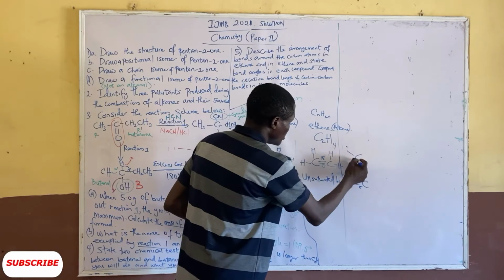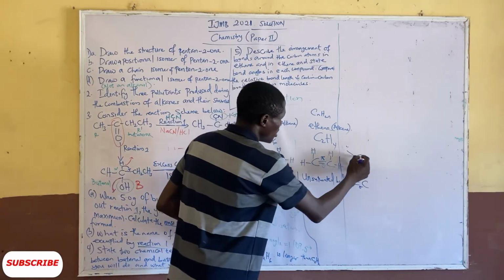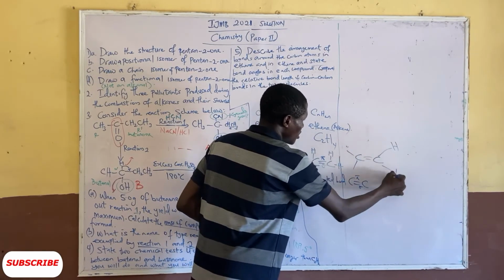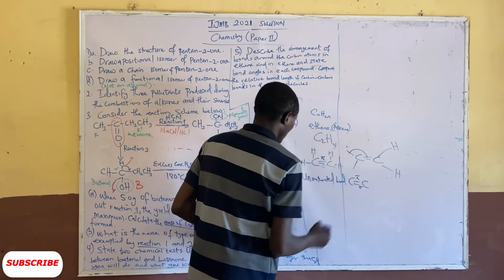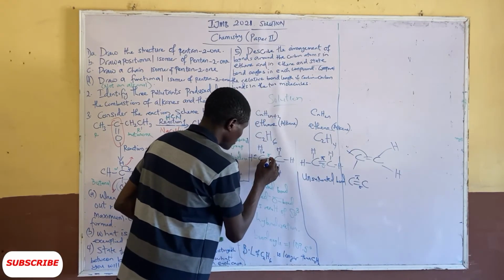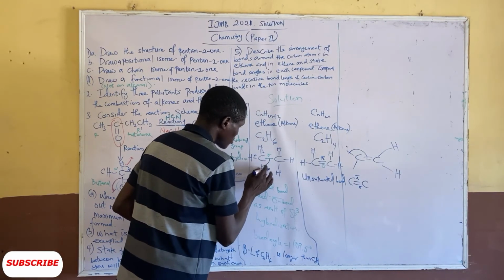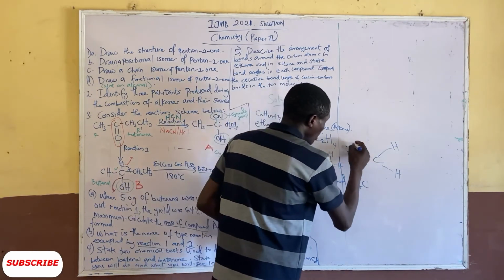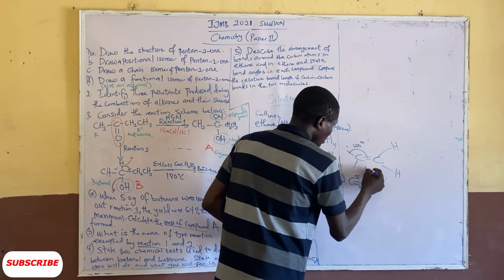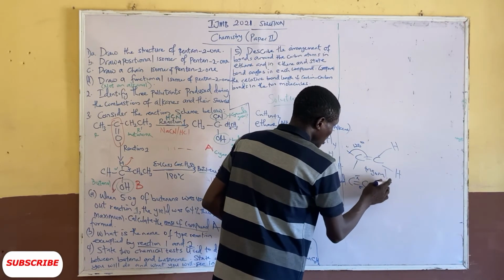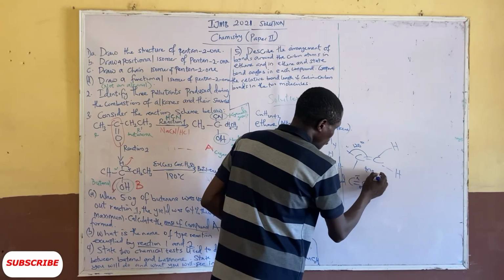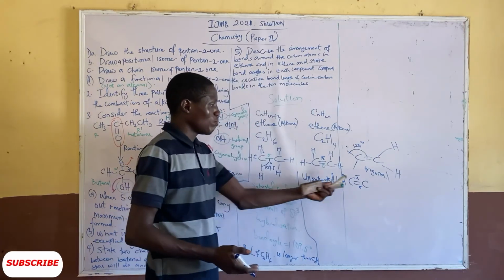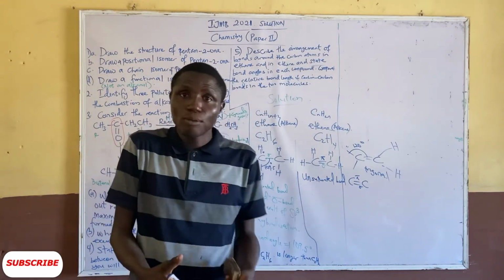They form a trigonal shape. So the bond here is trigonal, while the bond angle in ethane is 109.5 degrees. This one is trigonal, that is 120 degrees. The bond here is a result of pi and sigma bonds.